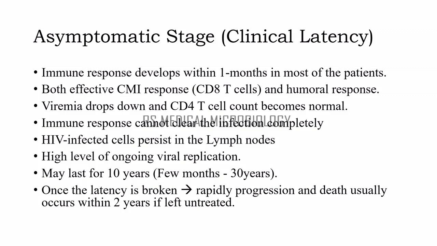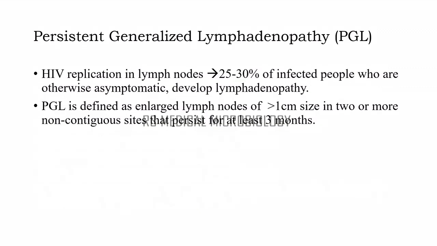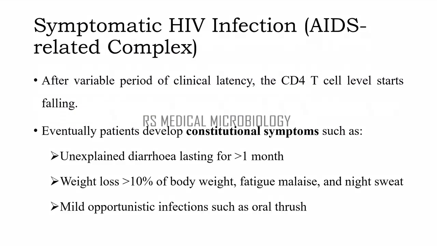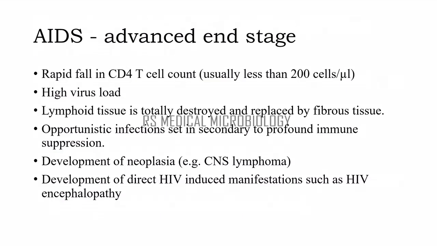of opportunistic infections. There's a stage called persistent generalized lymphadenopathy, where the replication of the HIV virus will cause some lymph nodes to enlarge to more than 1 centimeter in size, and it can persist for more than 3 months' time. Then you have the symptomatic period, where after latency, once the CD4 cell starts falling, the patient will develop symptoms like unexplained diarrhea for more than a month, weight loss of more than 10% of the body weight, some fatigue, tiredness, night sweats, mild opportunistic infections, and oral thrush.